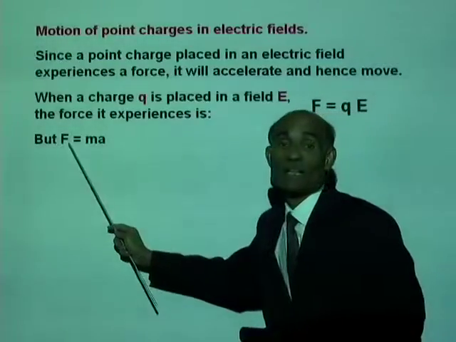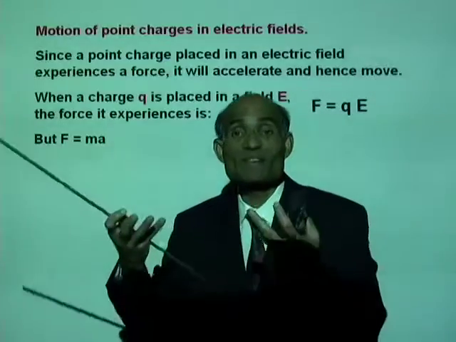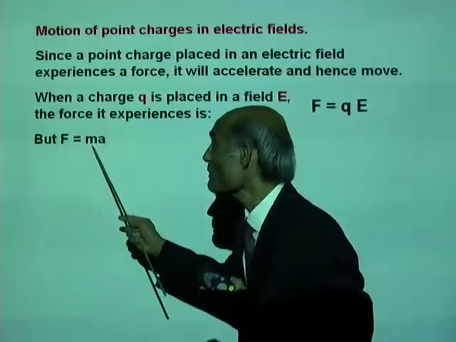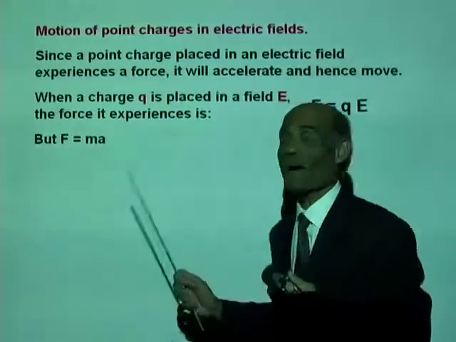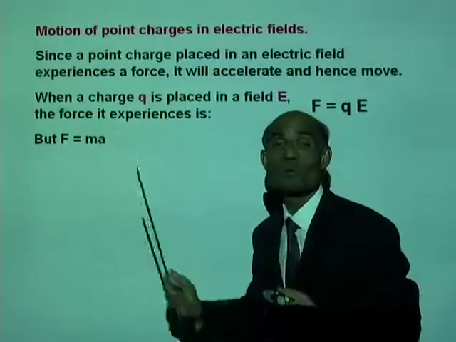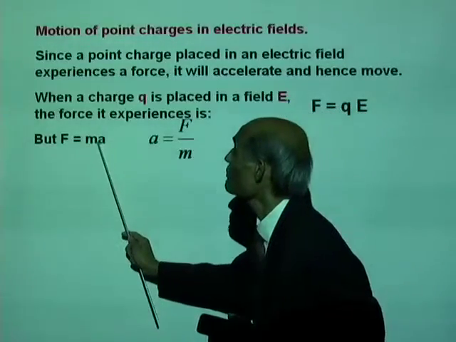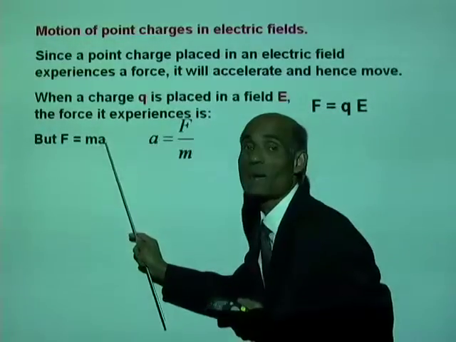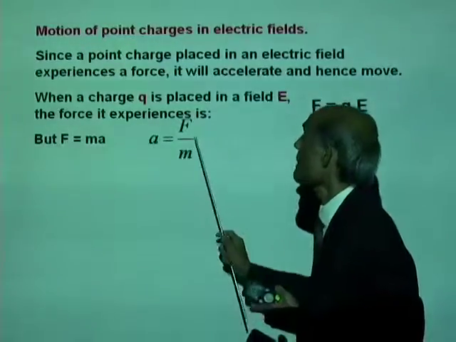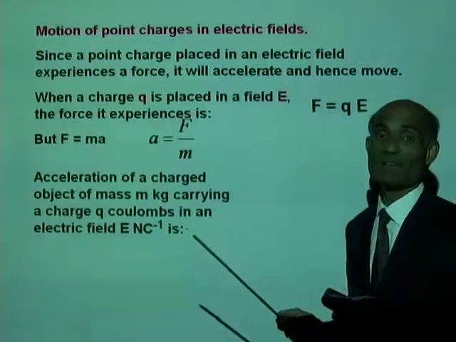Now, the net force on an object will produce an acceleration. Newton's second law of motion tells us that F must be equal to ma. That means this Q times E must be equal to mass times acceleration. So I can solve from here, if F equal to ma, then A equal to F over m, there you are, and replace this F by Q times E.